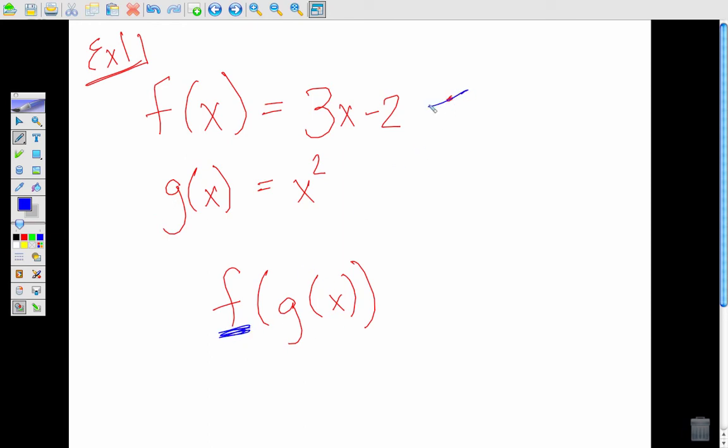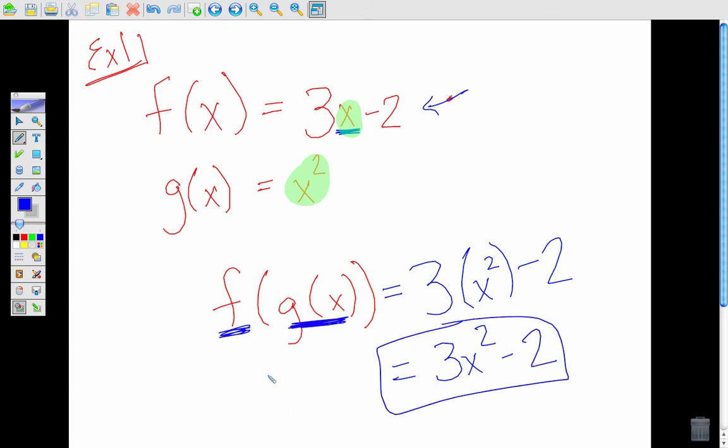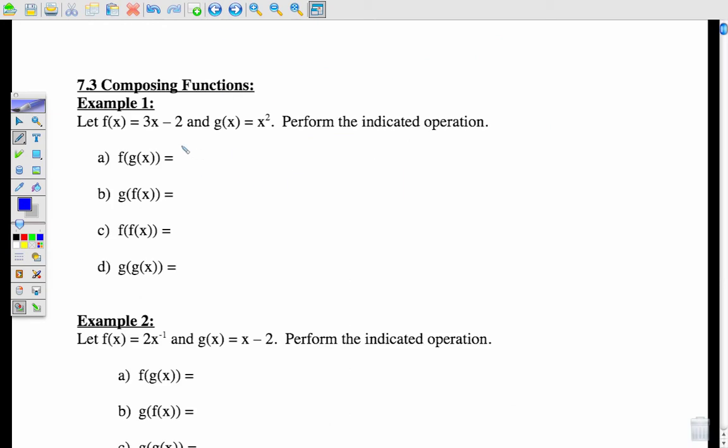I'm going to start at my f, meaning I'm right here. I'm going to start writing with a 3. And everywhere I see an x here, I'm going to put whatever my g of x is. Since g of x is x squared, I'm going to put that right there. Don't forget Mr. Palmer's rule of plugging stuff in. Make sure you put stuff in parentheses. And then I continue with my minus 2. There really isn't a whole lot to simplify there. So the composite function f of g of x would be 3x squared minus 2. So that's what example 1 letter A would be, 3x squared minus 2.